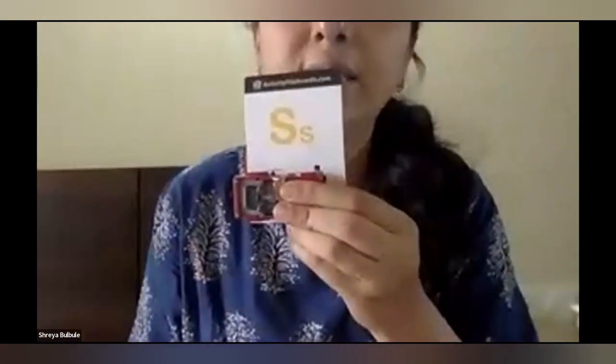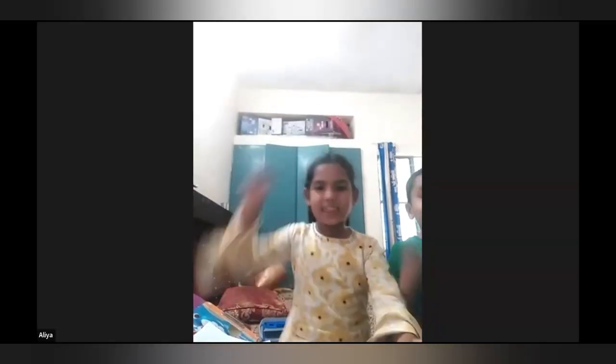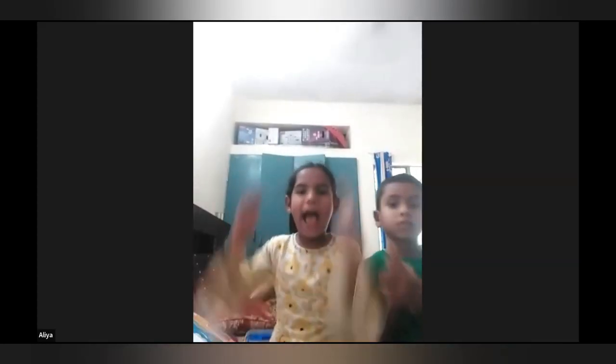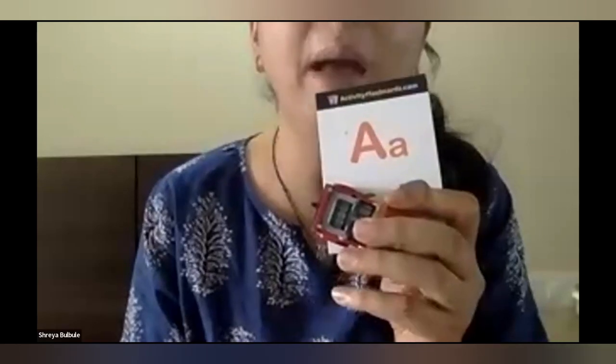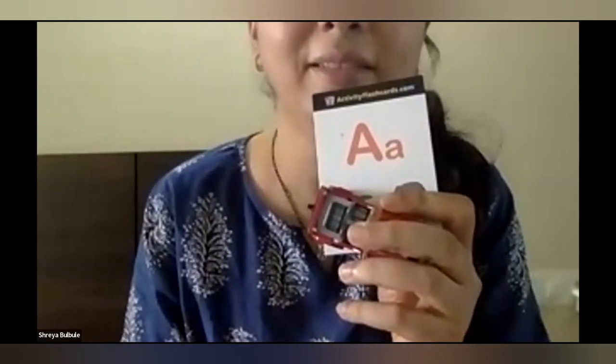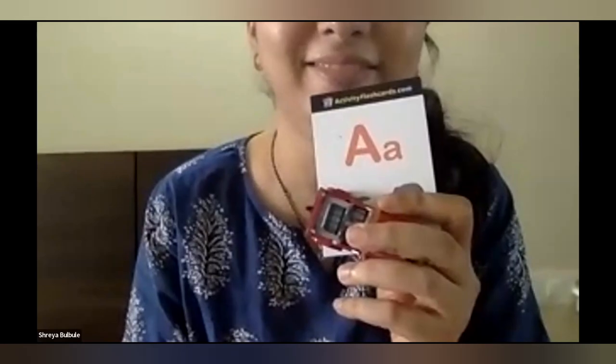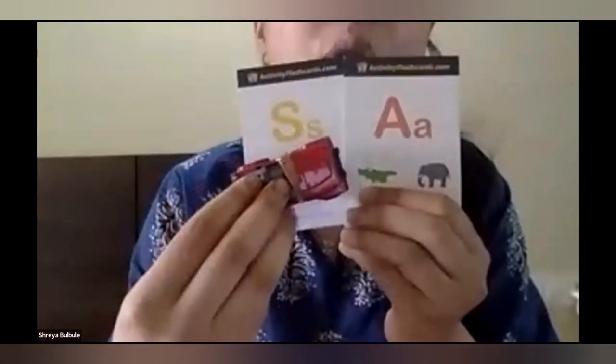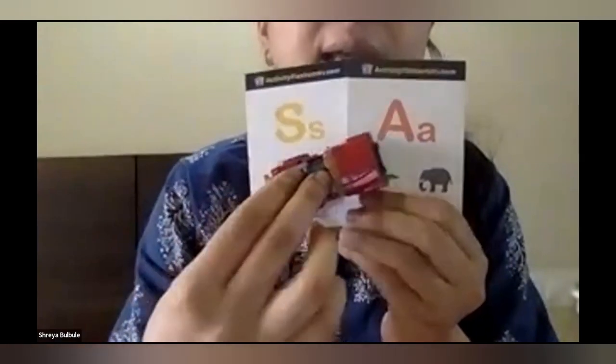What is the sound of S? Correct. Now the car is on A. What is the sound of A? Please don't help. Tell mama not to help. No helping. Now if S and A come together, suppose the car is going very fast from S and A. So we are going to join like the car passes.